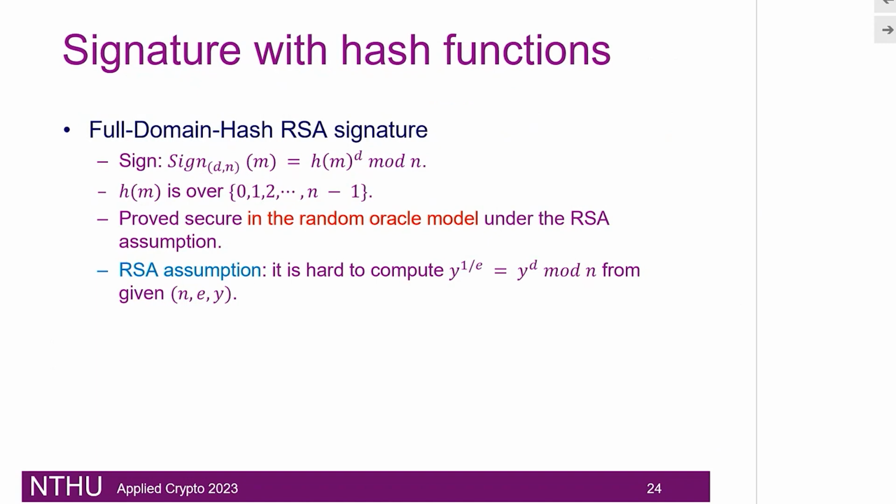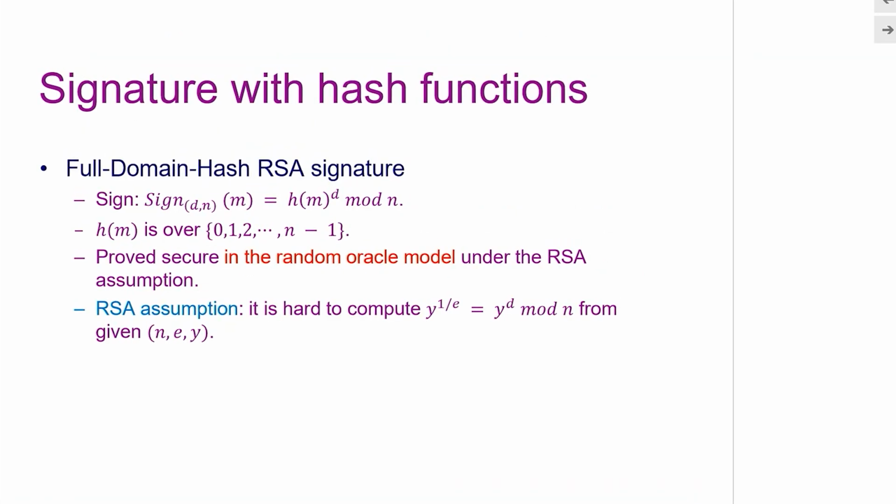Right. So that being said, let's address the elephant in the room. Today we want to discuss this signature with hash function. I think we've seen this before. So it is an RSA signature scheme, and then we are going to prove it today in the random oracle model under the RSA assumption.